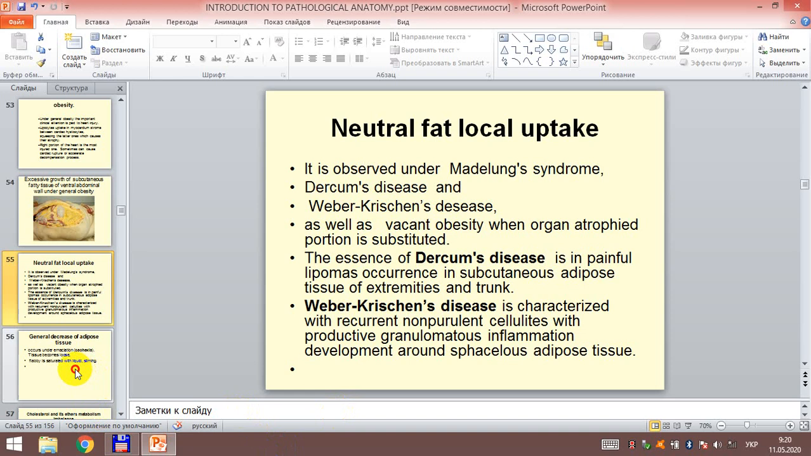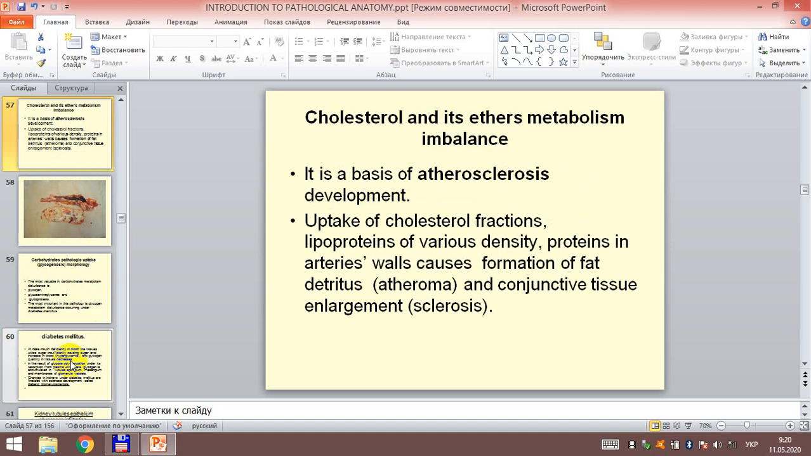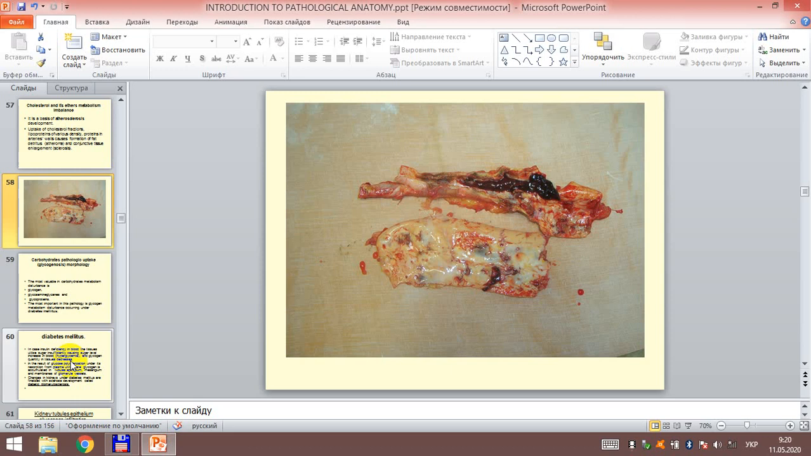General decrease of adipose tissue occurs under emaciation, cachexia. The tissue becomes loose, flabby, saturated with liquid, slimming. Cholesterol and its esters metabolism imbalance is the basis of atherosclerosis development. Uptake of cholesterol fractions, lipoproteins of various density, and proteins in arterial walls causes formation of fat detritus, atheroma, and connective tissue enlargement, sclerosis. These macroscopic signs develop in disease injury of the aorta by cholesterol accumulation in the intima of the aorta.